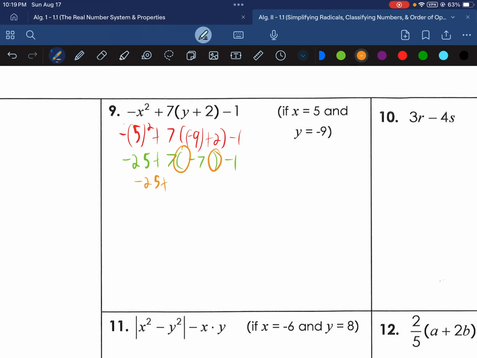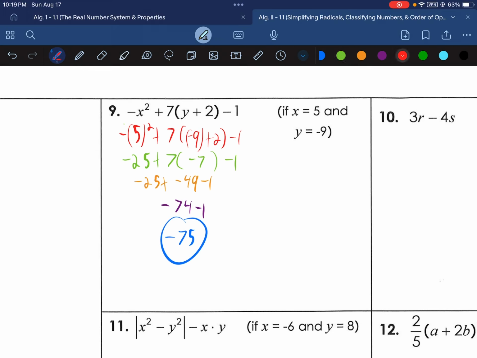Continuing on, knowing that this means multiplication, so that would come before addition or subtraction. And 7 times negative 7 is negative 49. Now from left to right, negative 25 plus a negative 49 is negative 74. Minus 1 more gives us negative 75.